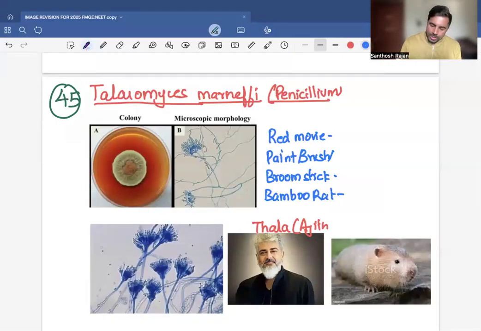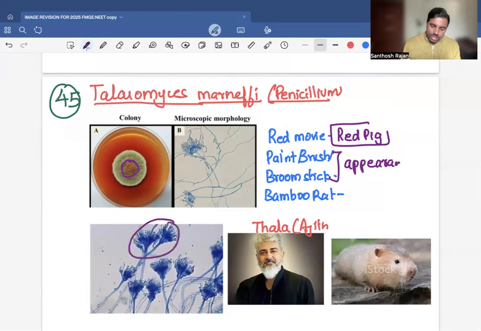So now, what I want to say: red movie, because red pigment is the one it forms. There are a few fungi that produce pigment. One is Trichophyton rubrum also, but that is not much asked. But here you see a red color pigment. That's the thing. Red pigment. Paintbrush or broomstick appearance, they are the typical appearance. Yes, this is the one.